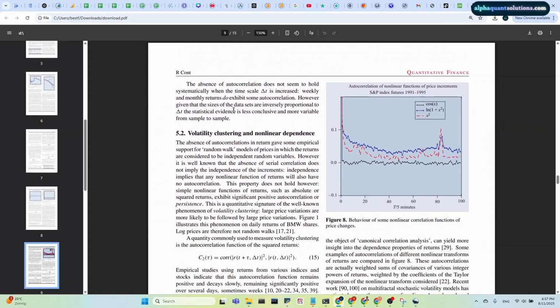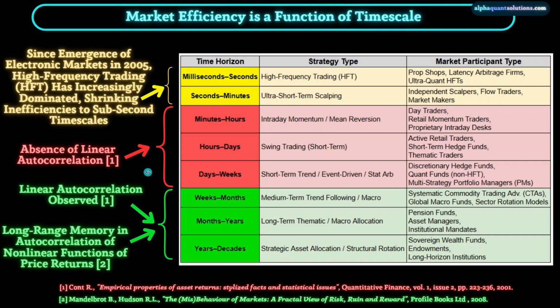And then he also says that the absence of autocorrelation does not seem to hold systematically when the timescale is increased. Beyond weekly and monthly, we do see again some autocorrelation in price returns. Going back to our chart, this is also why we show that once the time horizon starts to go from weeks, months, and beyond, then, as Professor Ramakant stated, linear autocorrelation is again observed.